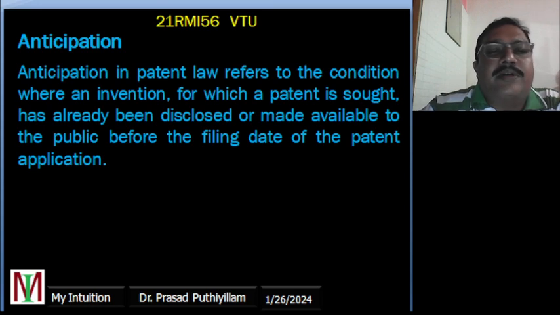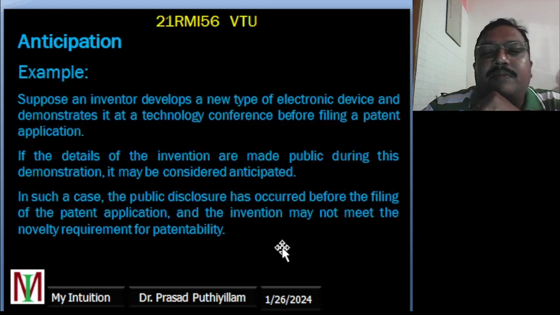Anticipation occurs when some of the features of the invention, even some of the essential features, are already known to the public. That means it's already anticipated. Okay, so that is the meaning of anticipation. It can happen through different means like publication, prior art, public use, public knowledge, public display, or even if it is already sold. Okay, so we'll take some examples.